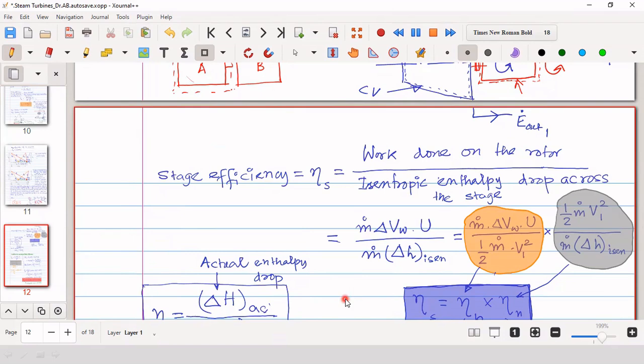What is the necessity of pressure compounding? Pressure compounding is that you are basically doing a pressure reduction in a number of stages instead of a single stage. Therefore, the velocity rise will be within limits. So that is the objective. The compounding is done for getting the velocities within the limit.